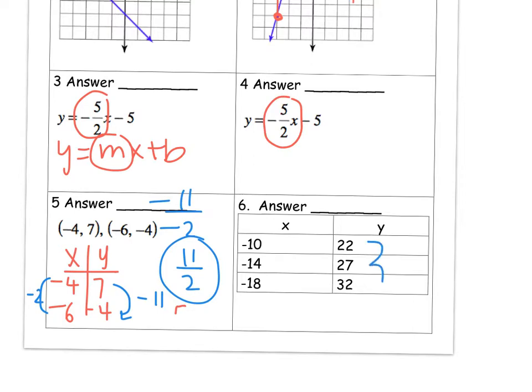Okay. This one is going up by 5. And this one here is going down by 4. So this is negative 5 over 4. Okay.